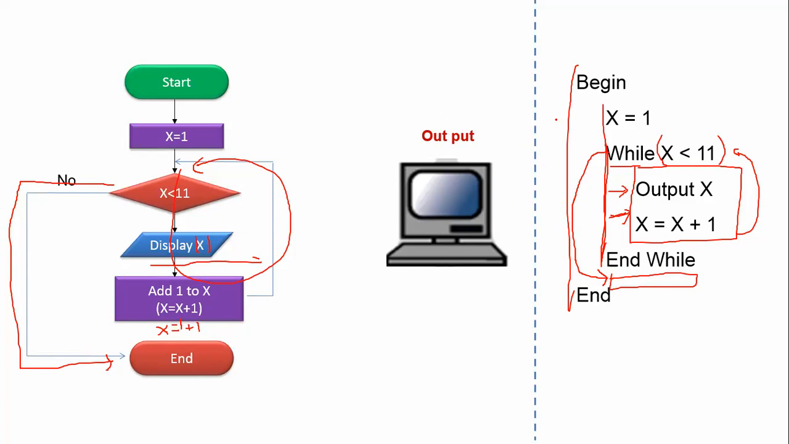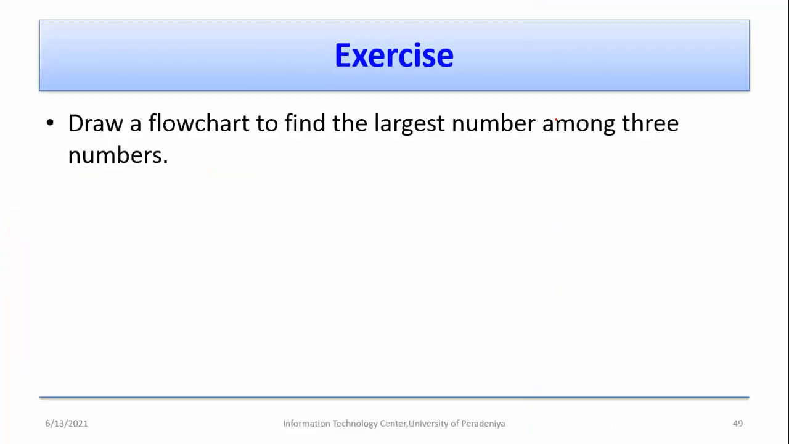By the way, did you understand up to here? Yes, sir. Okay. So once you understand this, then try to do this: draw a flowchart to find the largest number among three numbers. That means you have to take three inputs from the user and find the largest number among the three inputs. Did you understand the question?